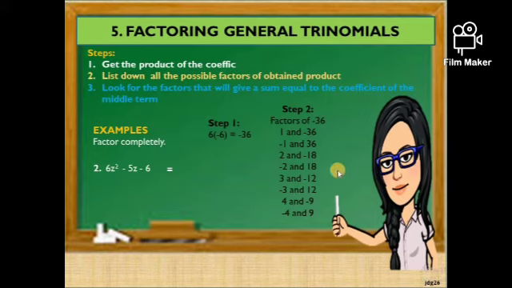Very good. Ang sagot ay positive 4 and negative 9. Dahil positive 4 plus negative 9 ay equal sa negative 5. Remember, kapag nag-add tayo ng magkaiba ang sign, mina-minus natin ang mga numbers. So, 9 minus 4, ang sagot ay 5. Then, follow the sign ng bigger number. So, in this case, negative.